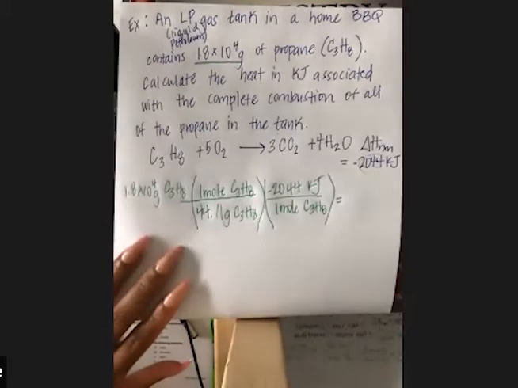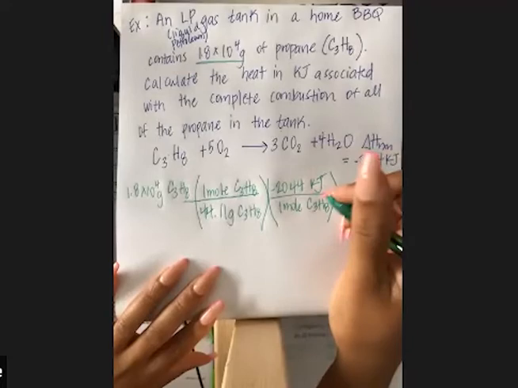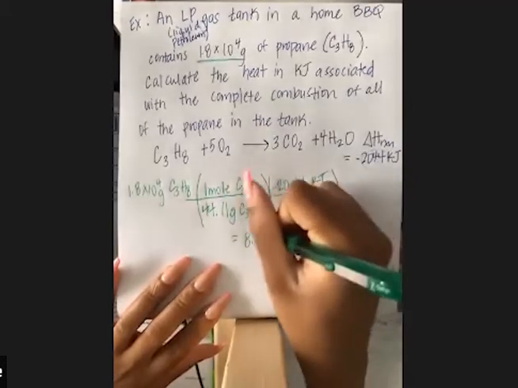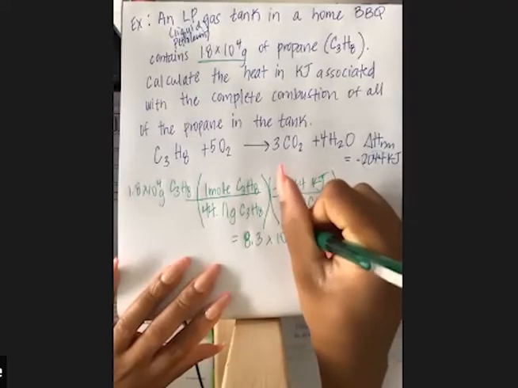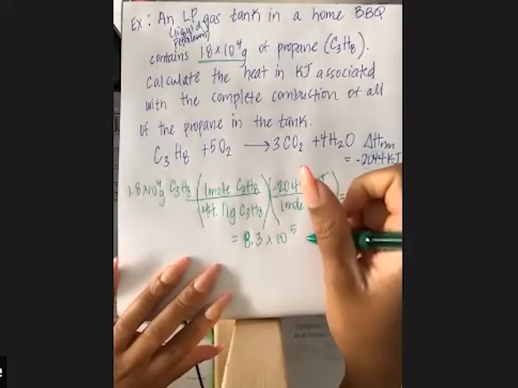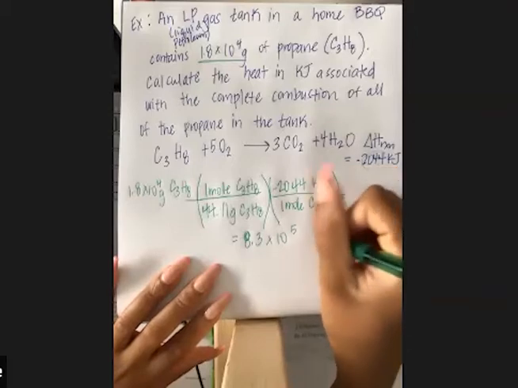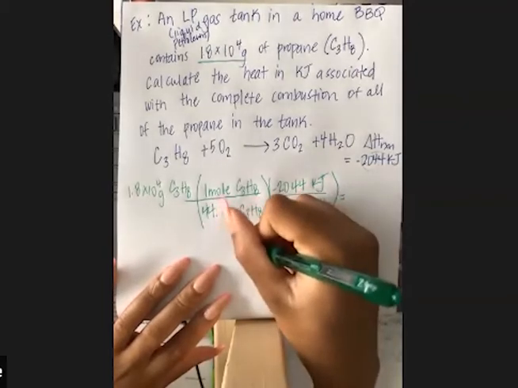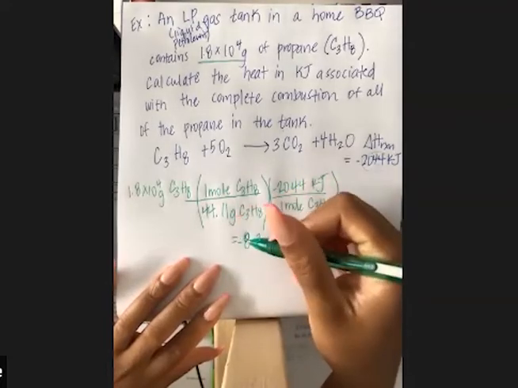All right, so I need 2 sig figs in my answer. And with 2 sig figs in my answer, I end up getting 8.3 times 10 to the power of 5, or I can say 834,000, I'm sorry, 830,000 kilojoules of heat. So you don't put the negative in there, that negative 2044? You put the negative in there and the answer should be negative.